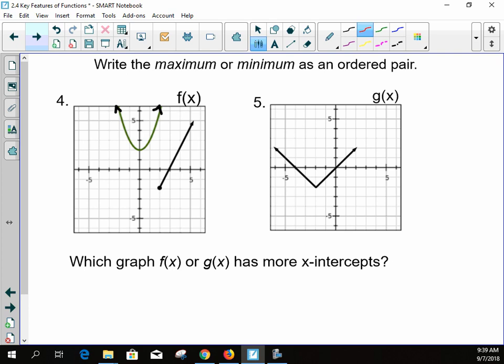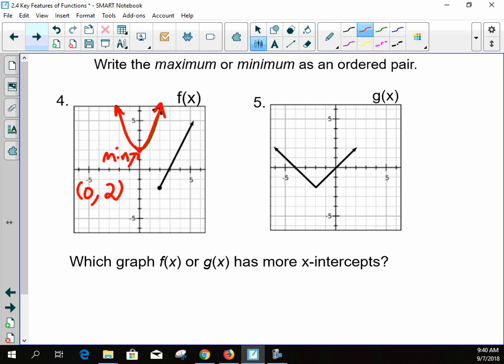All right, maximums or minimums. So this is the lowest point of this one, correct? Is that a maximum or a minimum? That's a minimum because everything else goes up. See, this is getting bigger. So that's a minimum. So I'm going to identify this as my minimum. But I have to write it as an ordered pair. Isn't that what it said? Yes. So my x value is 0. My y value is 2. Isn't that correct?